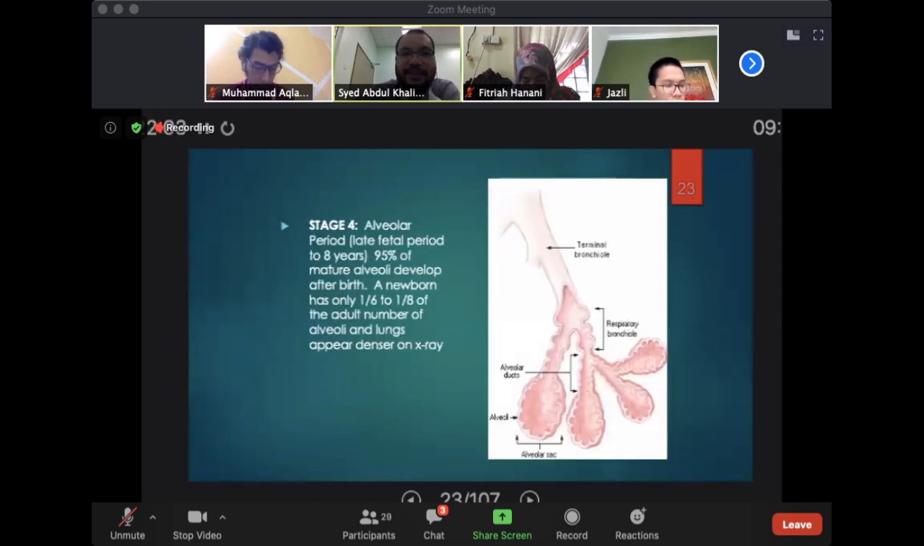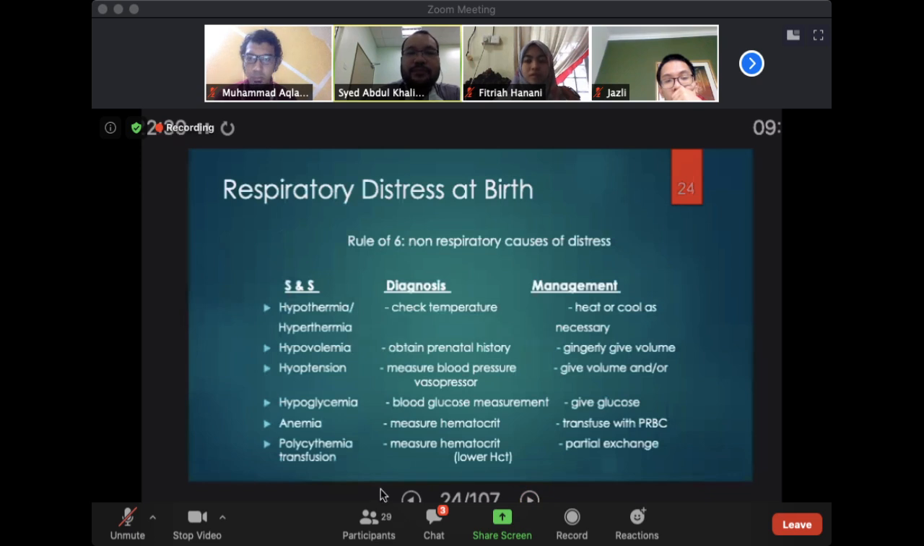Okay, clear. So stage 4 is the late fetal period, the alveolar period, where 95% of mature alveoli start to develop. Alveoli start to develop, but 95% of mature alveoli develop after birth. A newborn has only 1/6 to 1/8 of the adult number of alveoli. So this will continue to develop until you're 13 years of age. That is why things like smoking are very problematic for children.